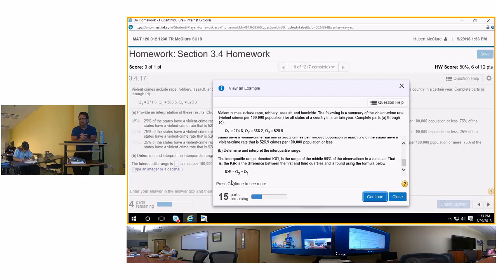How important is this? It's not. As far as this class, it's not important. As far as a standardized test, it is. So that's why I'm worried about it. So I need you to write down: interquartile range is your third one minus your first one.